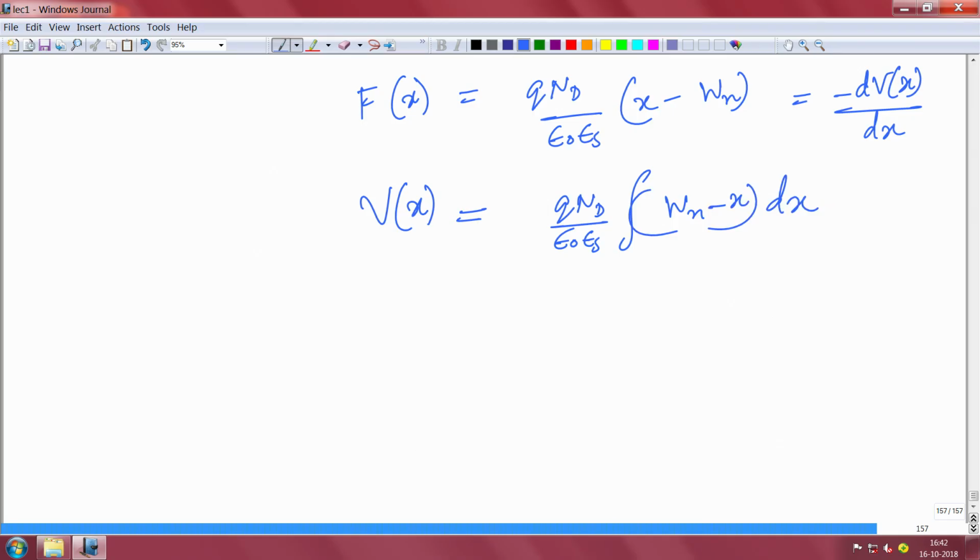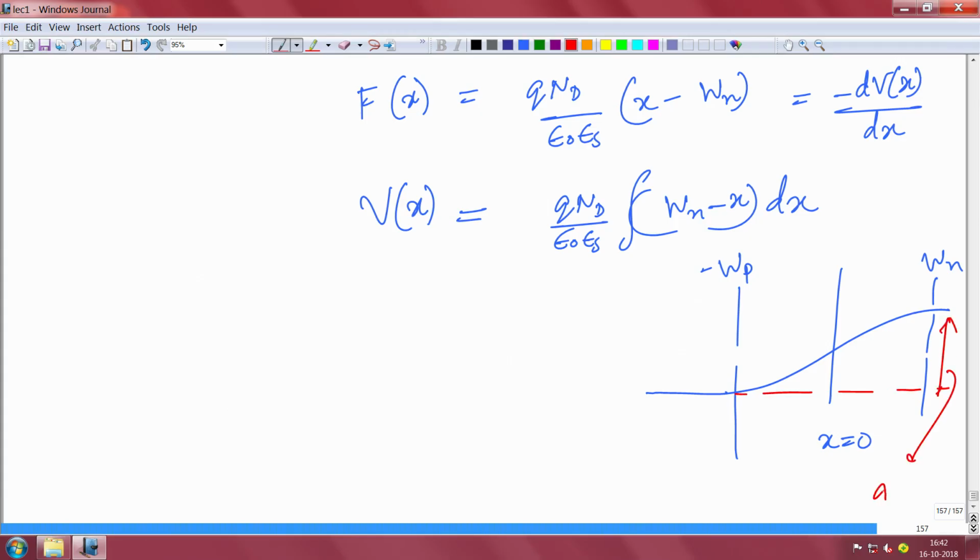There will be limits. I told you the potential goes like this; this is your x equal to 0 point, this is your x equal to W_n point, this is your x equal to minus W_p point. The potential is changing, and your net potential drop of course has to be your built-in potential qV_bi, which we have already derived. This part is your depletion on the n side, this part is your depletion on the p side. So this is the potential drop happening on the p side, and this is the potential drop happening on the n side. The total potential drop will be the built-in potential.